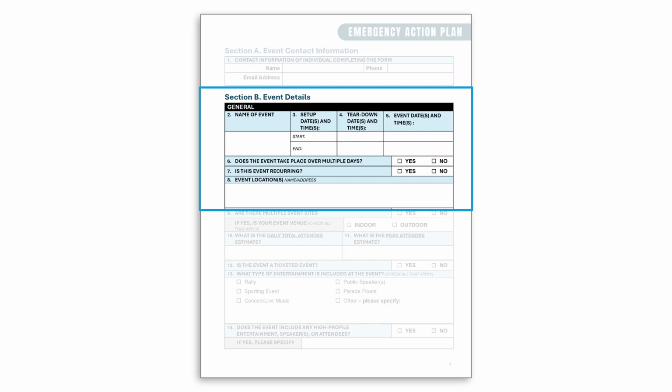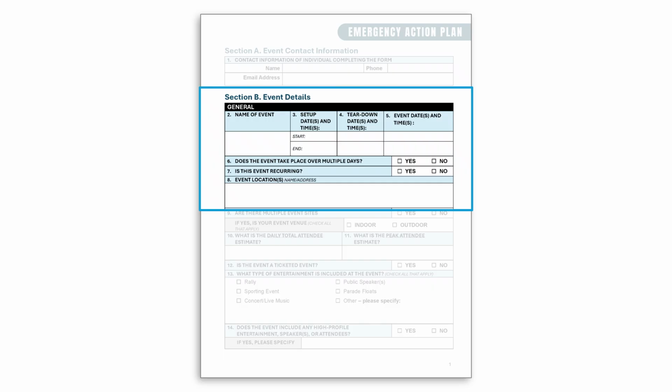Section B collects key details about your event, such as dates, location, attendance, infrastructure, and safety considerations, to help planners assess risks and coordinate appropriate support. Question 2. The name of event. This question sets the identifier for all event documentation.